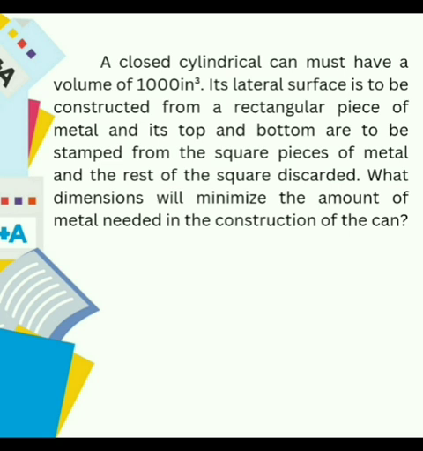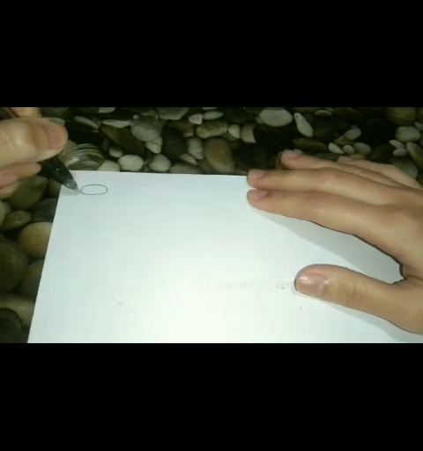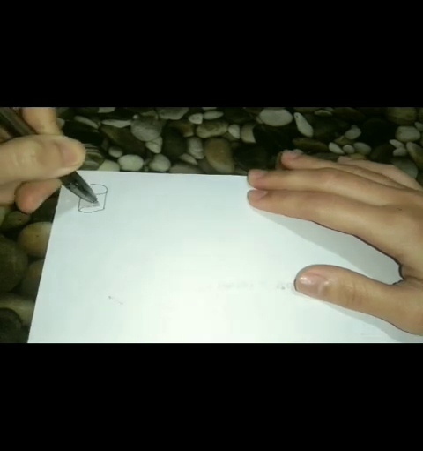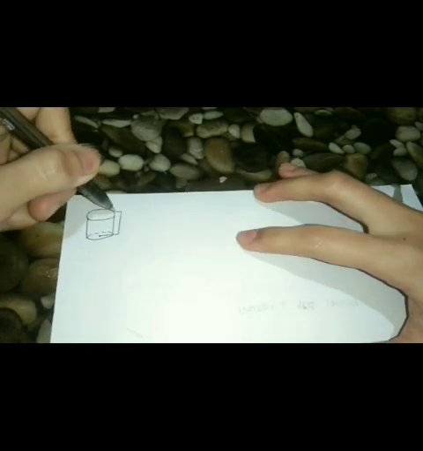Sabi sa problem, the can must have a volume of 1,000 cubic inch and we are asked to find the dimensions that will minimize the amount of metal needed in the construction of the can. I want to draw first the cylindrical can to have visualization.